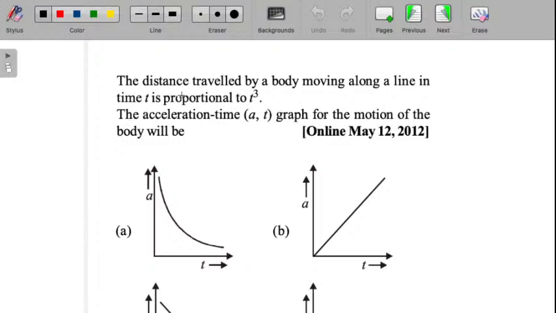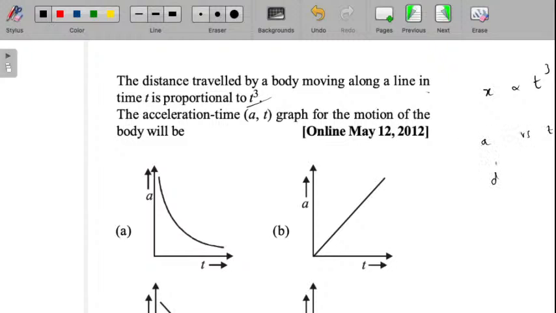Let's take another question. The distance traveled by a body moving along a line in t is proportional to t cube. The acceleration time graph for the motion of a body will be, so x is proportional to t cube. We got to find a versus t.